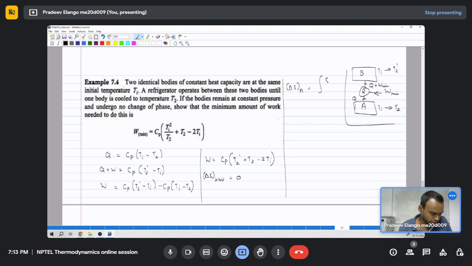the integral of delta Q by T, that is Cp into dT by T integrated, and then it will be Cp into ln of final temperature by initial temperature. So here the final temperature is T2 and initial temperature is Ti. So this is the change in entropy for the body A, and similarly change in entropy for body B will be Cp into ln of final by initial temperature. So final is T2 dash, initial is Ti.